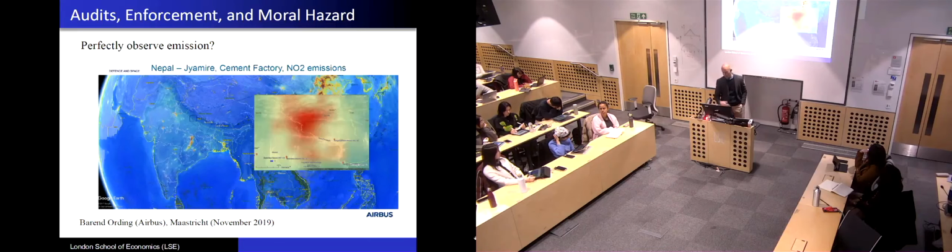In this case, you can have another one for a cement factory in Nepal. So you can just use satellite imagery to get really good information about emission. Don't forget, before that, we didn't really have information about emission, right? So you can totally do that these days.